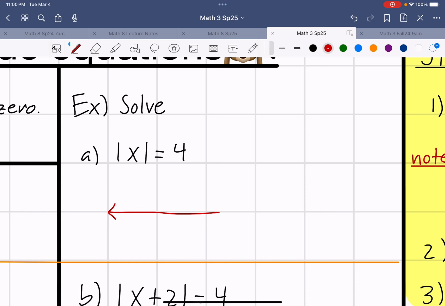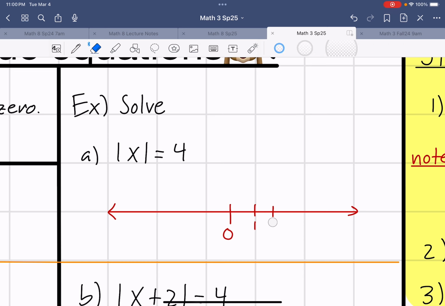Because if I draw a number line, let's think about this. If I draw a number line here at 0, we have 1, 2, 3, and then 4. So that would be an answer, right? Because 4 is 4 units away from 0. So I would write one of my answers as 4. And I'll talk about what this is in a couple seconds.